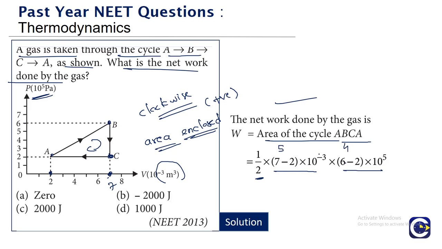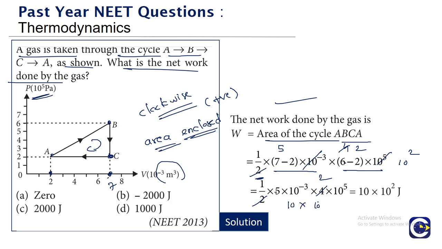So you'll see here, 2 1s are 2, 2 2s are 4. We just have to cancel the steps, and then we have 5 2s are 10. So already we have 10 into 10 square, totally 10 into 10 square, which means 10 power 3 or 1000 joules. So what is the answer for this? Option D is the answer.